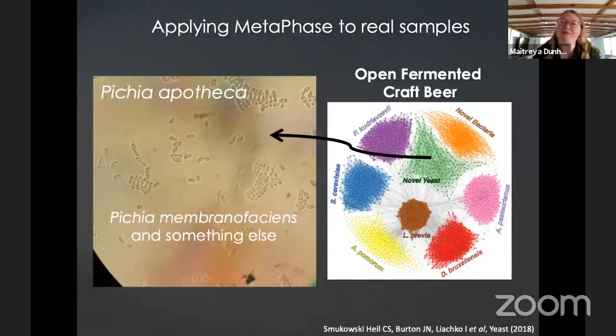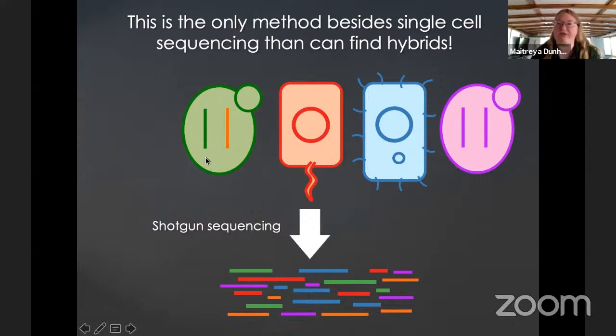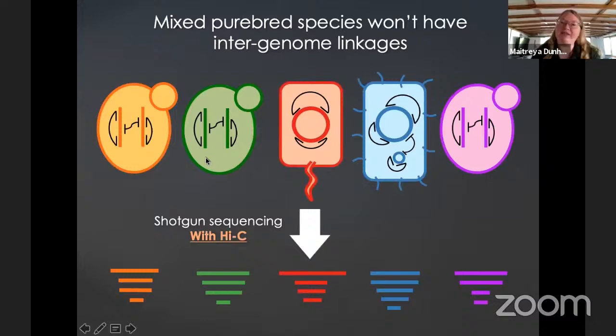Okay, so what was so neat about it being a hybrid? We actually in my lab have a whole set of projects on hybrid evolution, so I was really excited to find this. But what was cool was that we could figure this out from the Hi-C data. So with normal shotgun sequencing, you can't tell the difference between two species that are separate versus two species that have created a hybrid. Using the Hi-C, you can.